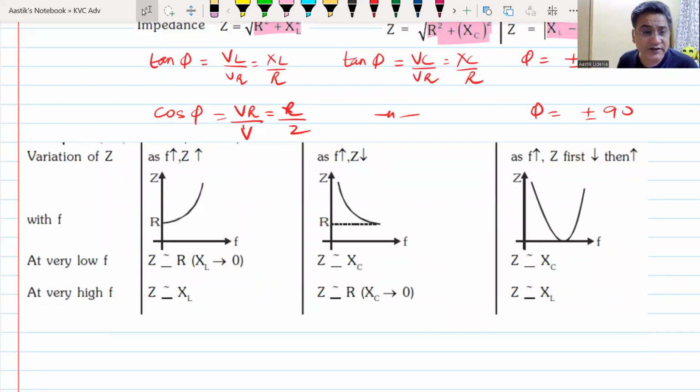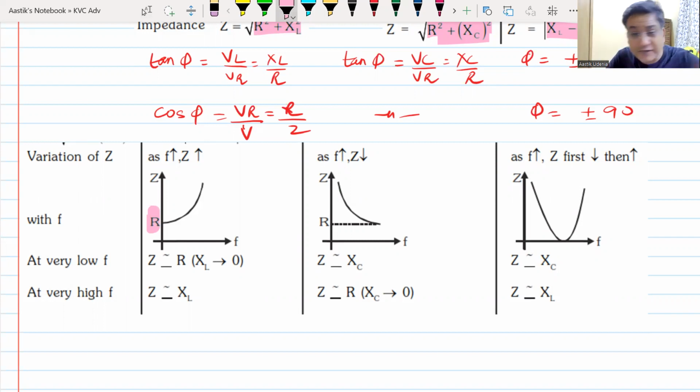The next graph, as you can see, is the variation of Z with frequency F. It's a very, very important graph. Direct questions can come from this graph. In this, when the frequency is 0, XL is 0. Therefore, the impedance of this circuit will start with R. Do we understand this? Yes.